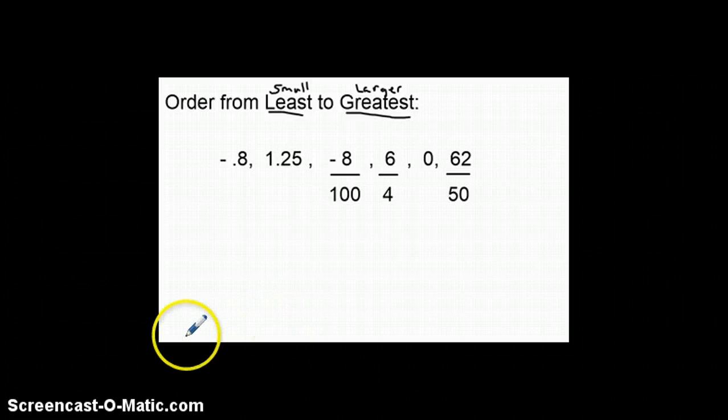So the first thing that we're going to do, we're going to determine whether we want them all in fraction form or do we want them in decimal form. I'm going to put them into decimal form.